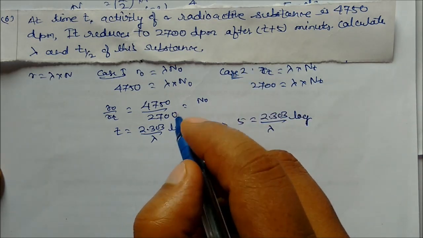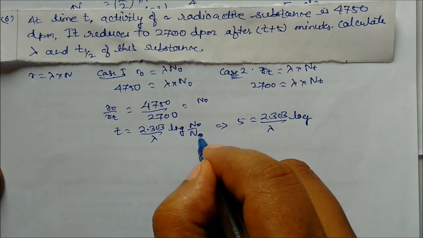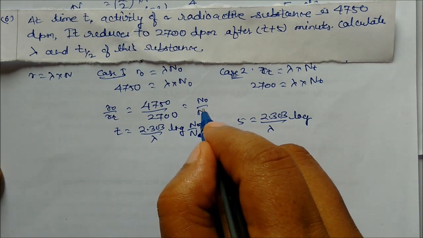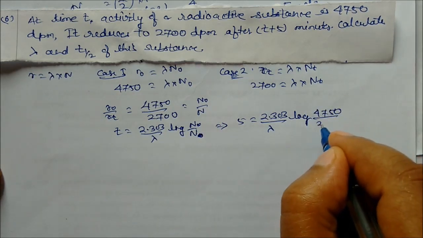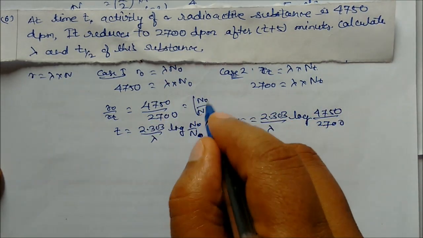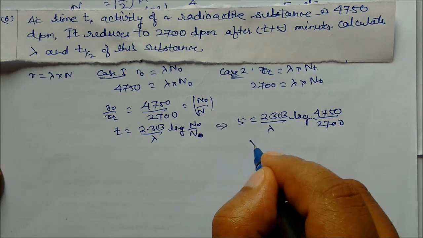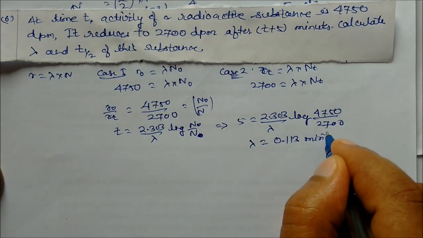Okay, so this will be Nt by N naught, so this is your N naught by N. So N naught by Nt is 4750 divided by 2700, which is given here, so we can put it directly over here. On solving, we will get 0.113 per minute.